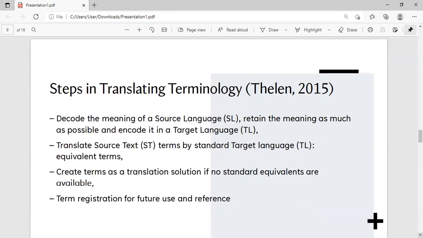Thalen in 2015 proposed several steps in translating terminology, in the hope of helping translators translate terminology accurately. The first is to decode the meaning of the source language, retain the meaning as much as possible, and encode it in the target language. The second is to translate source text terms by standard target language terms. So basically you should find the equivalent term, which may not always happen. The third one, if you cannot find equivalent terms, translators should create terms as a translation solution. And the last one is term registration for future use and reference.